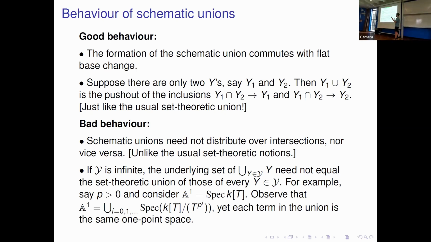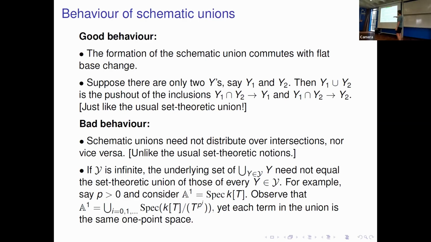Then, let's recall, a scheme is just a set of prime ideals equipped with a Zariski topology with a sheaf floating on top of it. If you just consider the set, then the underlying set of this guy need not be the union, in the set theoretic sense, of the underlying sets of each of these guys. In fact, it can be very, very far away.